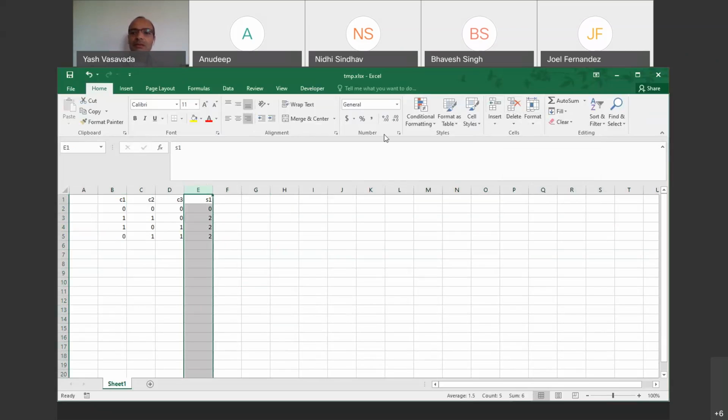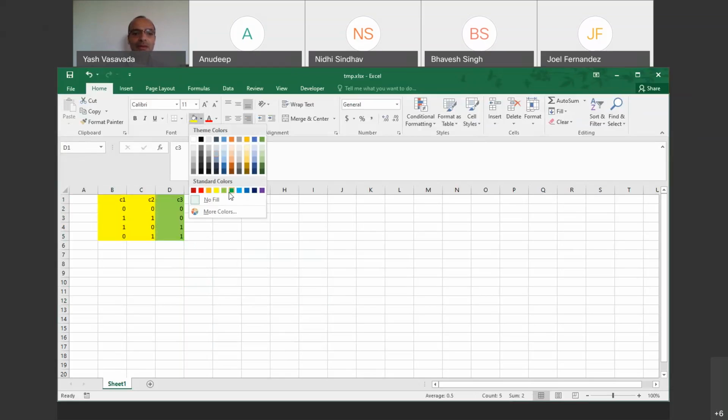So I don't need this anymore. I'll get rid of it. So the question is that we are given the probability of C1 and C2 in this case, and we are asked to determine the probability of C3.